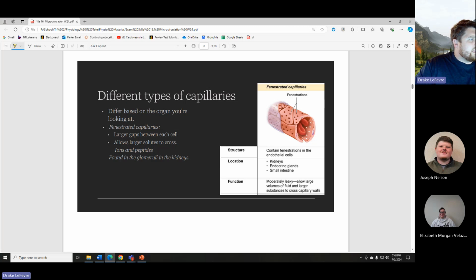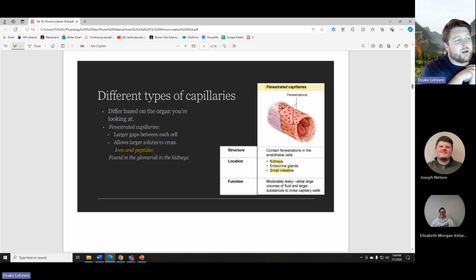Fenestrated capillaries. These tend to be the ones that get talked about a lot. These have slightly larger gaps. These allow stuff like ions and peptides to go through, especially in the kidneys, the small intestine, endocrine glands, all of those. If we think about the function of the kidneys, their job is to filter stuff out. So they need to have more availability for stuff to come out, to be able to pull stuff out of the capillaries in order to filter it and put it into the urine.